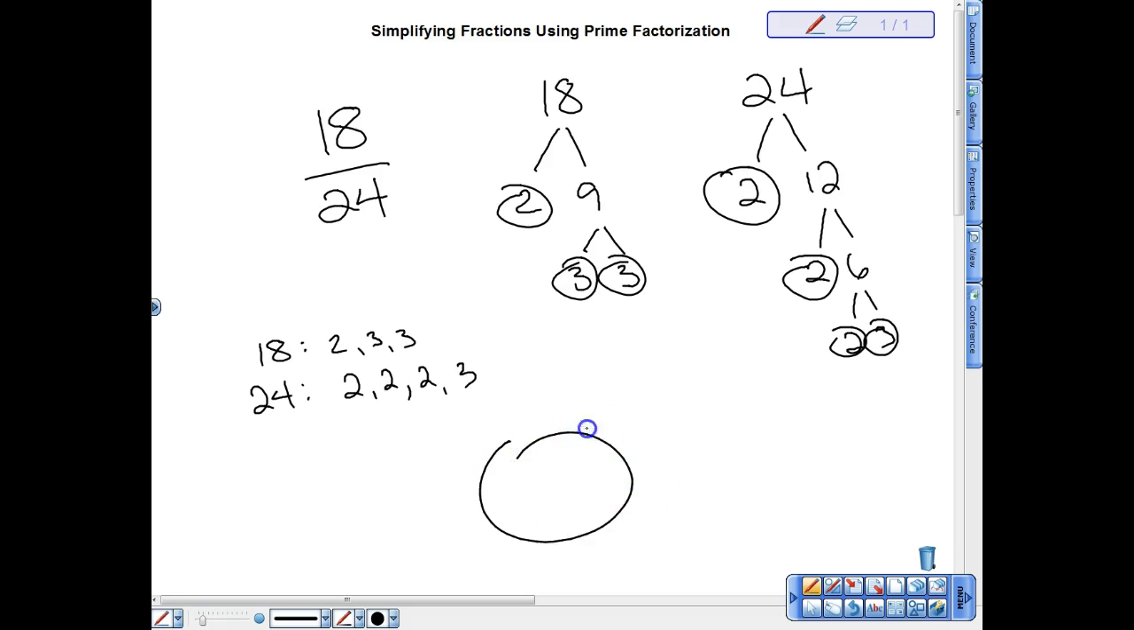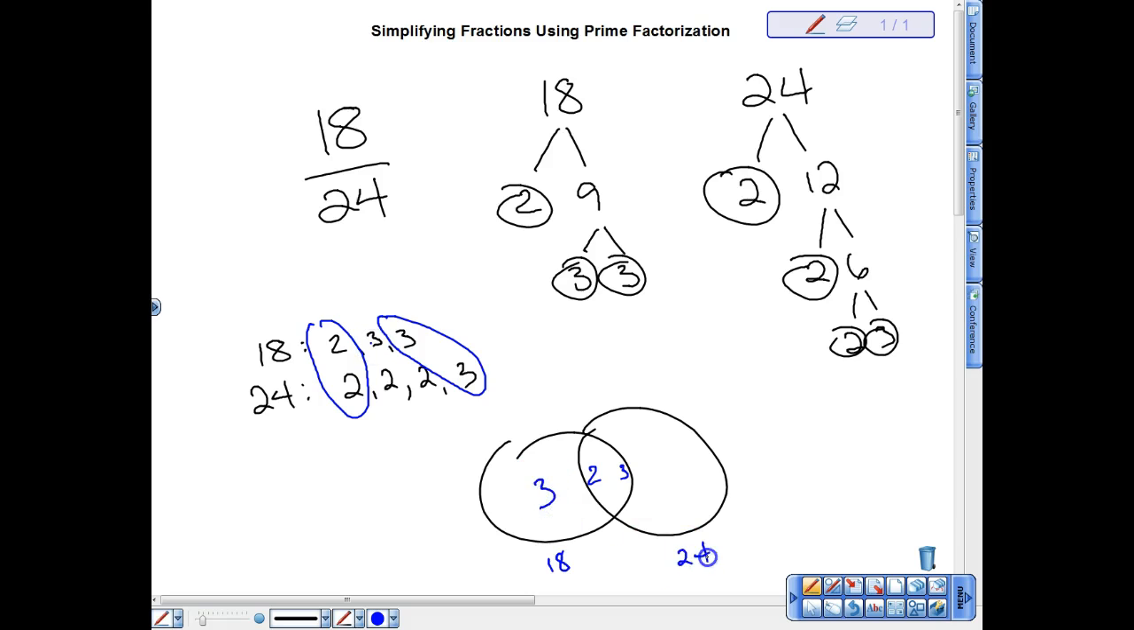Now, if I draw my little Venn diagram, I'm going to put the numbers they have in common. They have one set of 2 and one set of 3. I'll put those in the middle. 18 had a 3 left over, and 24 had 2 2s. Now, remember, greatest common factor, look at the middle. Multiply the numbers in the middle. Your product of 2 times 3 equals 6, so my greatest common factor between 18 and 24 is 6.